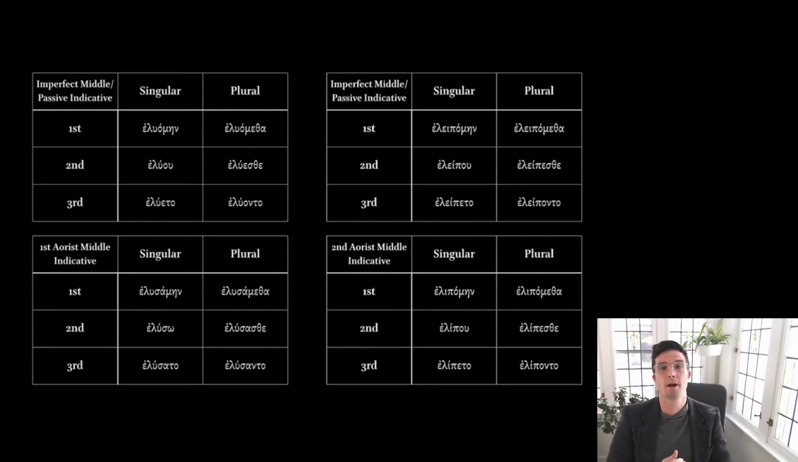And so if we put all of the paradigms that we were just introduced to on one page, they look like this. You'll notice that they look really similar to one another, not only in the endings they use, because they're all using these secondary middle passive endings. But if you look at, for example, the imperfect middle passive indicative and the second aorist middle passive indicative, they're going to look exactly the same to one another, except for what's going on with their stem. We have the exact same endings here, and we also have the augment at the beginning on both of them, but the stem looks different.